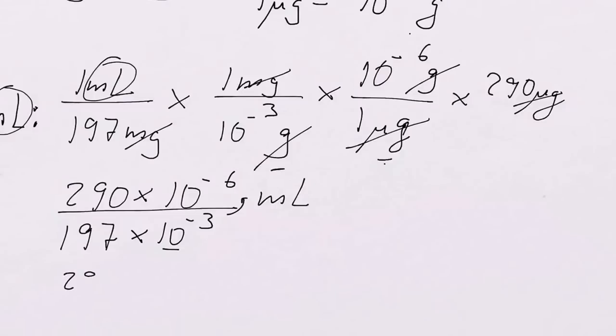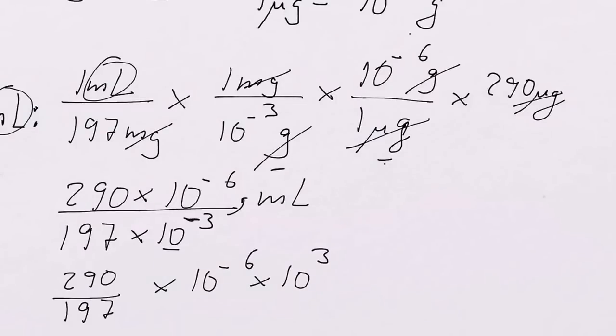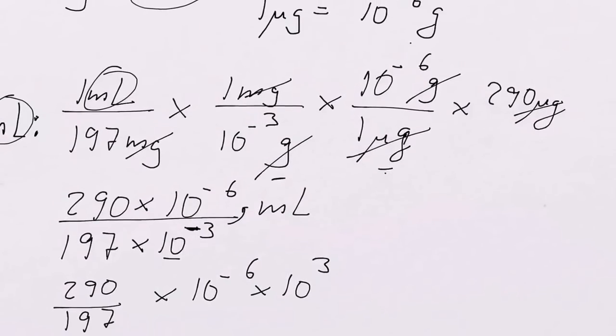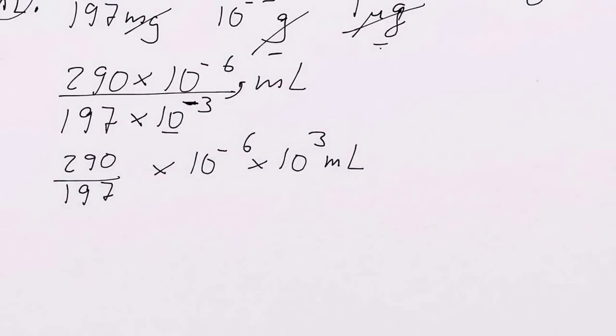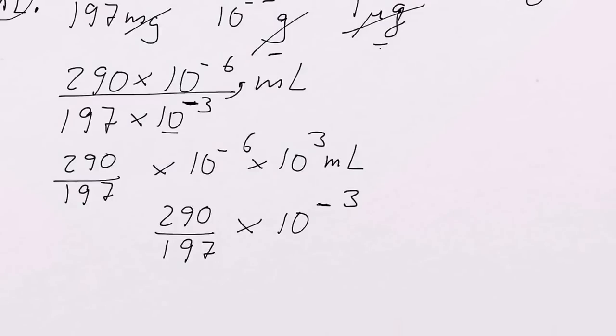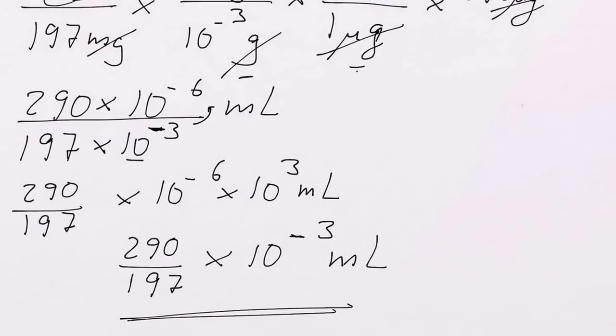So we've got 290 divided by 197 times 10 to the minus 6 times 10 to the power of 3. We get rid of this negative sign. If we put it up, the unit is still milliliter. And we've got 290 over 197 times 10 to the minus 6 plus 3 gives minus 3 milliliter. And obviously you can calculate that easily.